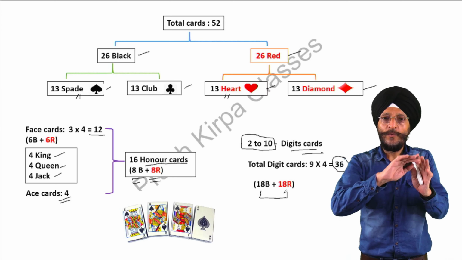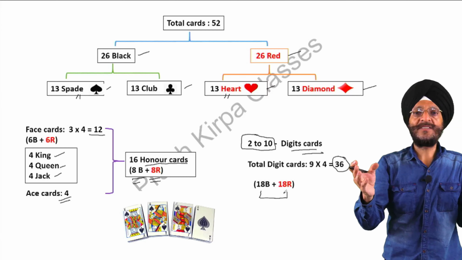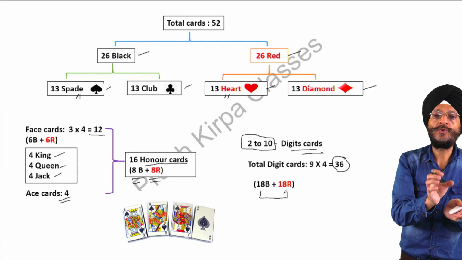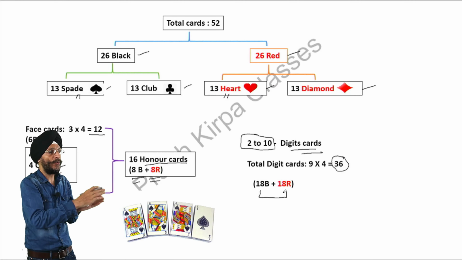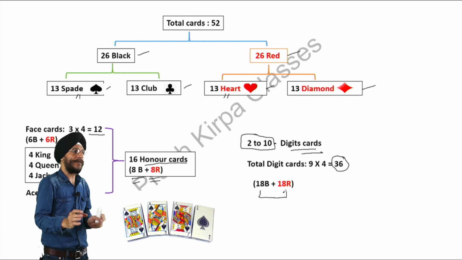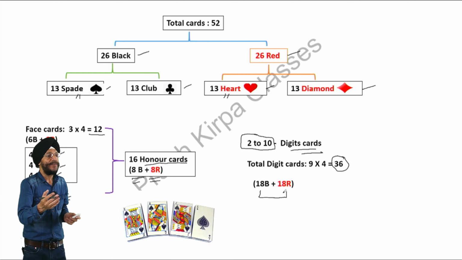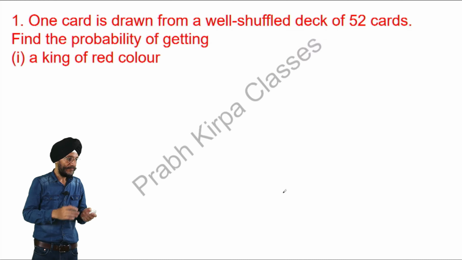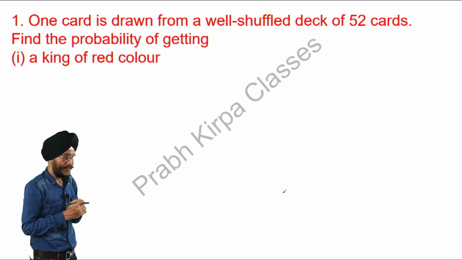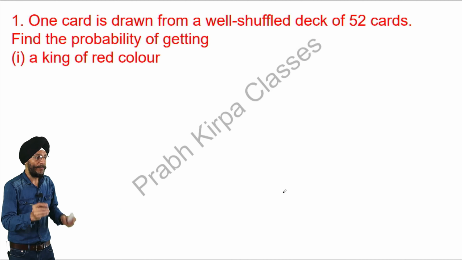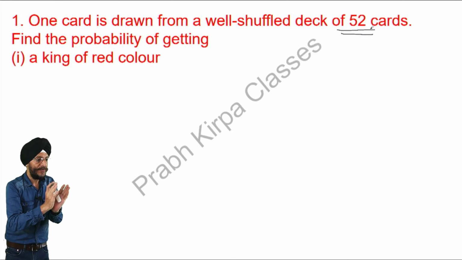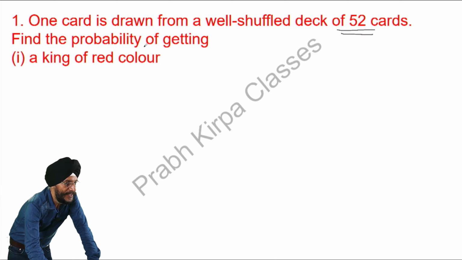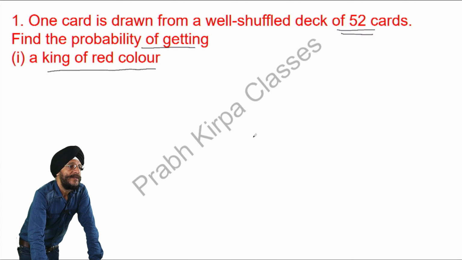We hope you have understood how many cards there are, how many suits, how many face cards, how many ace cards, how many honor cards. Now we will proceed with answering the question. What is the question? One card is drawn from a well shuffled deck of 52 cards. Find the probability of getting a king of red color.